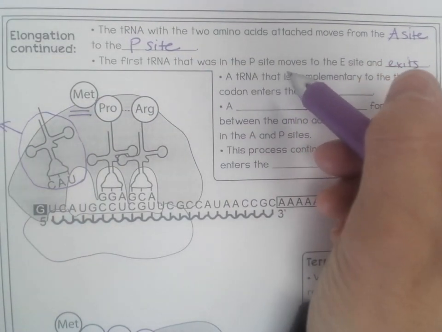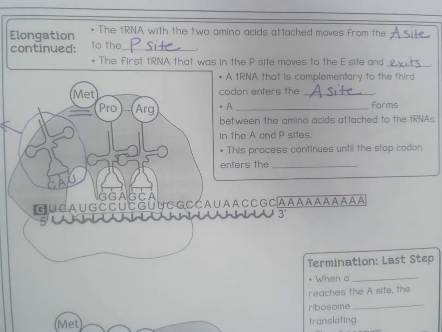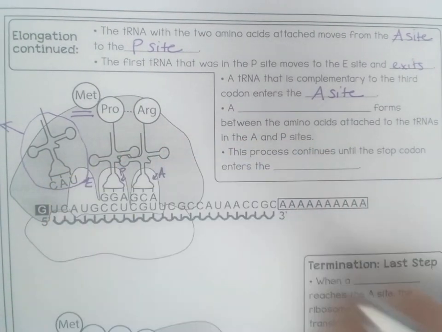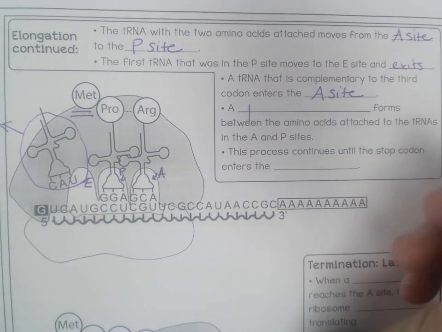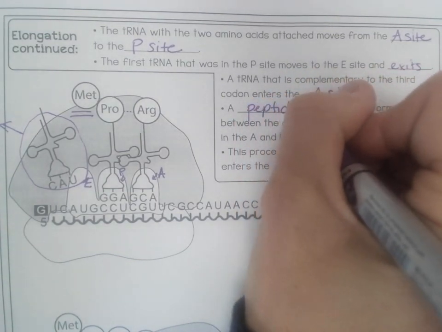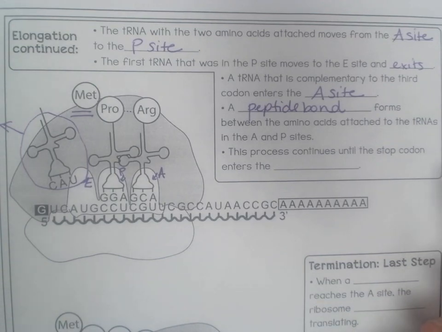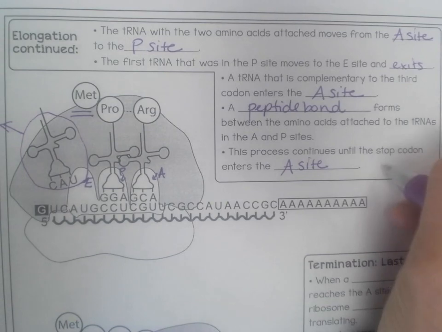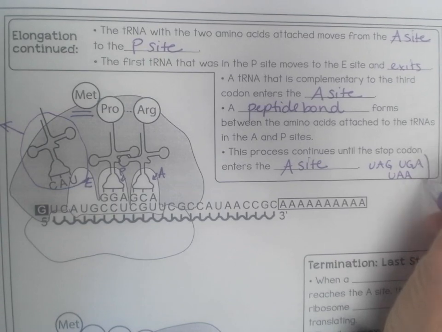A tRNA that is complementary to the third codon enters the A site. Remember, so this is the A site here, this is the P site here, and this is the E site here. Okay. A peptide bond forms between the amino acids attached to the tRNAs in the A and P sites. This process continues until the stop codon enters the A site. And remember, we have 3 options for stop codon. We have UAG, UGA, and UAA. Those are your stop codons.